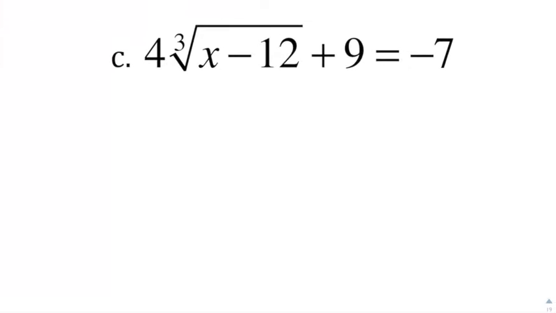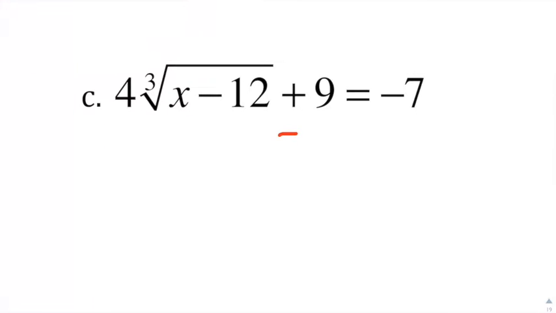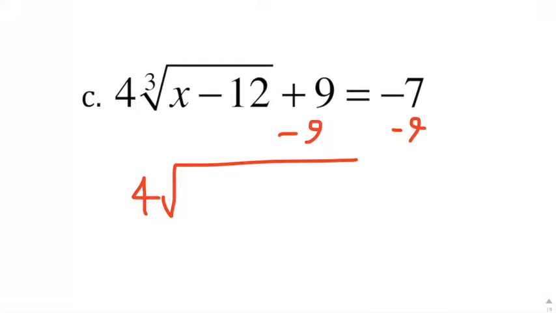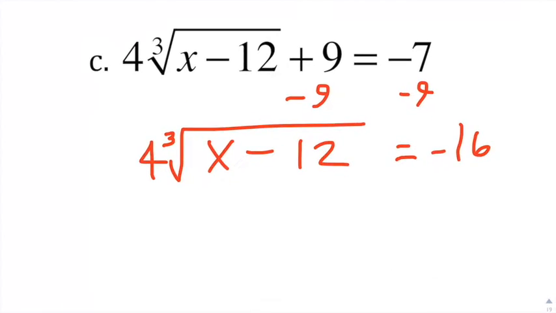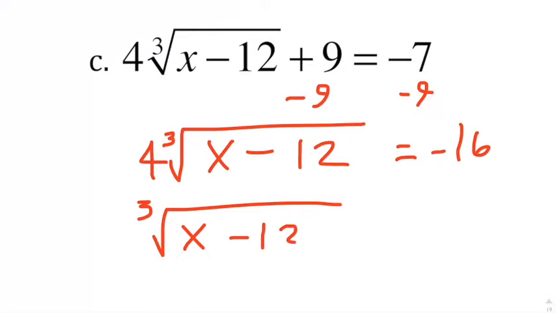All right, with this one, we'll subtract 9 from both sides. Okay, and then you got 4 times the cube root of x minus 12. And then once we subtract 9, we get negative 16 right there. And then we can divide both sides by 4. And that'd get us negative 4.